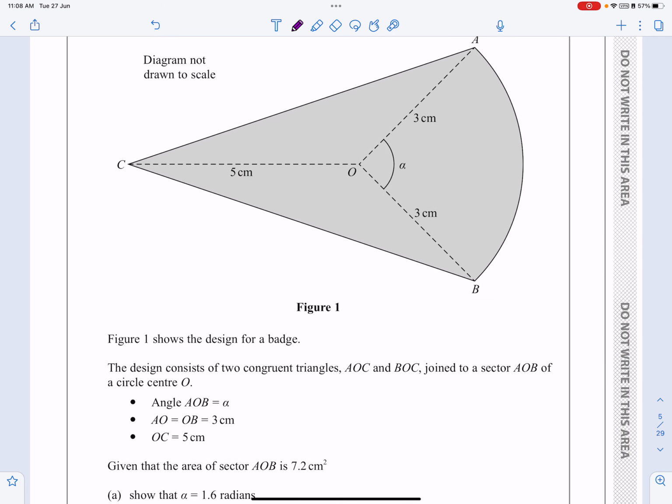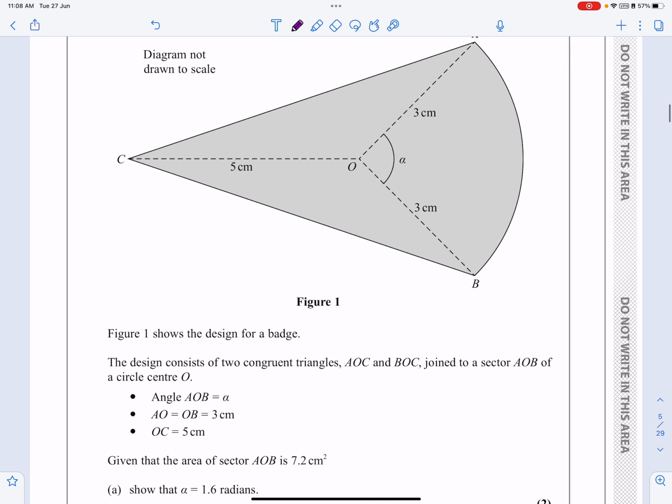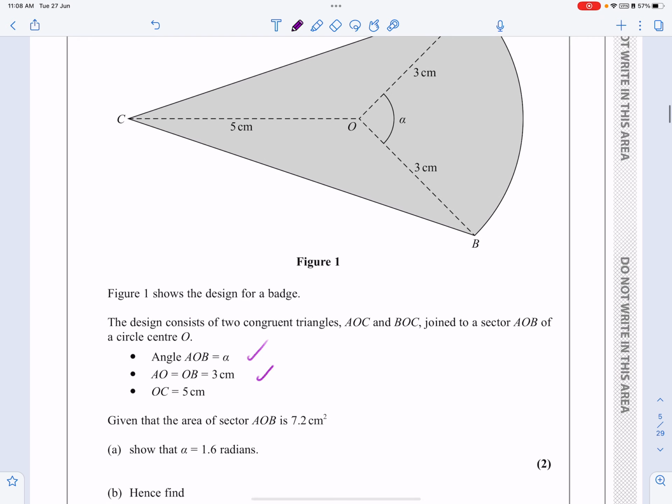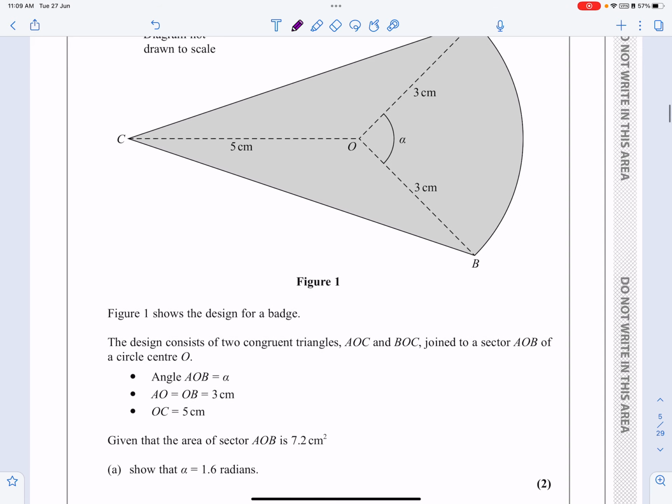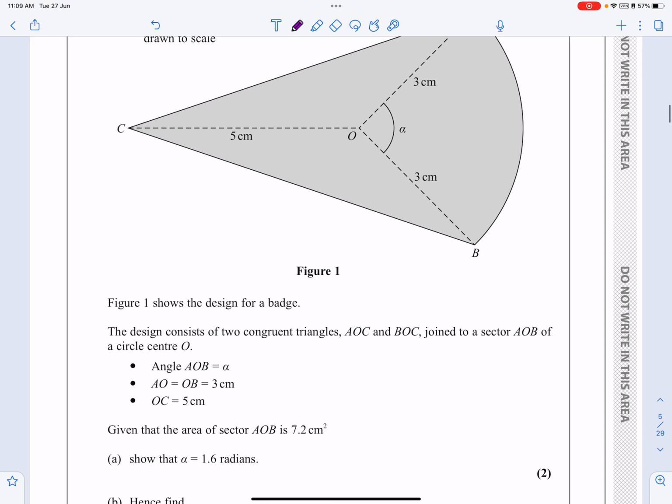That's often associated with these questions. The other thing that's associated with these questions is that they are often quite imaginative in what they ask us for an area to be. This time it's a design of a badge. All the information that they're giving me there is already on the diagram, apart from the fact that they tell me the area of the sector AOB is 7.2. This area here is going to be 7.2, and what they're asking me to do is to work out that alpha is equal to 1.6.